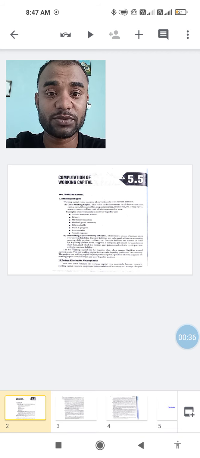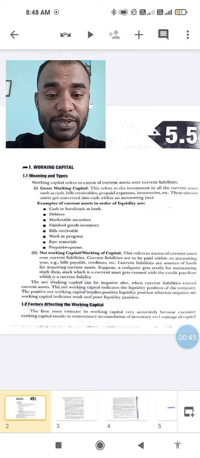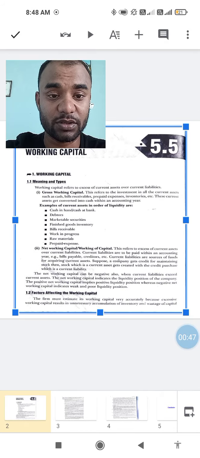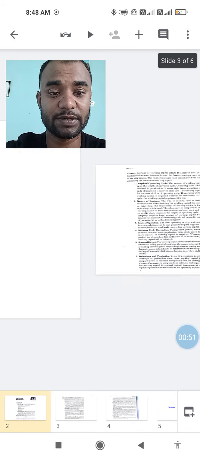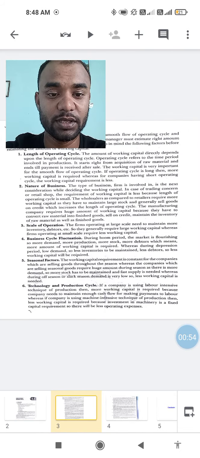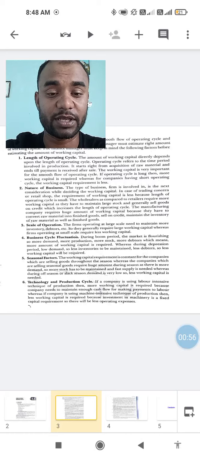So in our last class, we introduced the concept of working capital, and I discussed the meaning and type. Today we'll be discussing the factors affecting working capital. It's a very short, simple unit, and we don't have many things to discuss here. So let's see the factors affecting working capital. The first one is the length of operating cycle.